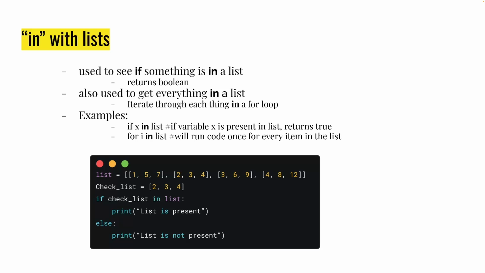Here's an example. Here we have a list. Inside of this list, we have many other lists. Notice how we have one that is 157, one that's 234, and so on. Now we want to see if the list 2, 3, and 4 is inside of our original list. If it is, we will print out that the list is present. Otherwise, we will print out that the list is not present.